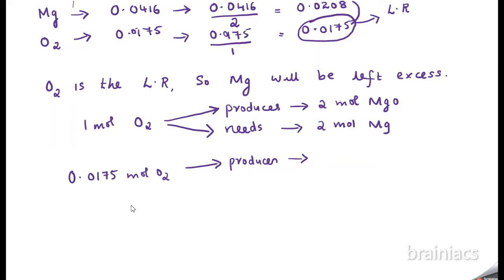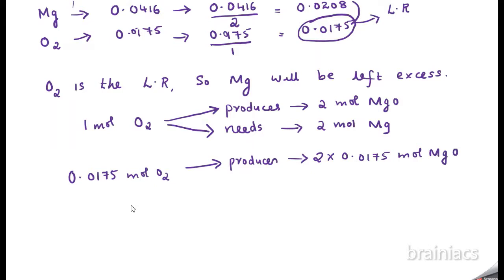0.0175 mole of O2 produces. So we know that 1 mole O2 is producing 2 moles. So 0.0175 mole O2 means what? You need to multiply 1 with 0.0175. So if you are multiplying here, multiply on the right hand side also. So you multiply 2 into 0.0175 mole magnesium oxide will be produced.